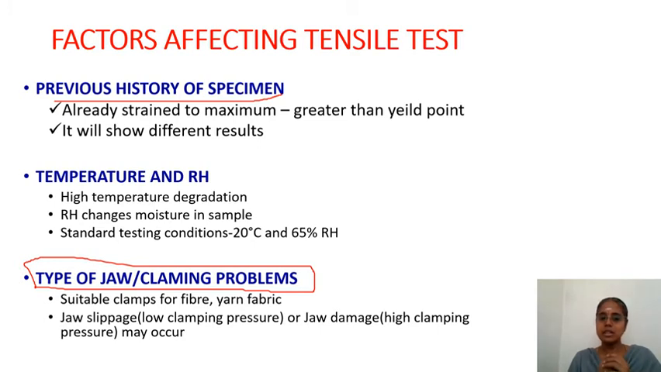In the jaws, there should not be any slippage. The pressure applied should be very uniform. If your pressure is very high, it may damage the sample. If your pressure is low, the sample will slip, and it may show up as an elongation reading in the yarn test usually. So you have to be very careful with the pressure applied and the type of jaw that you are using.